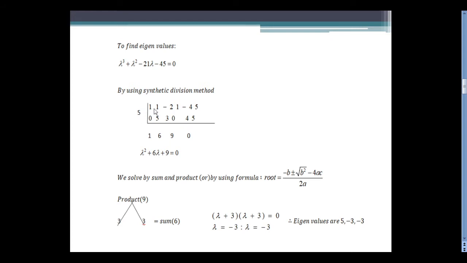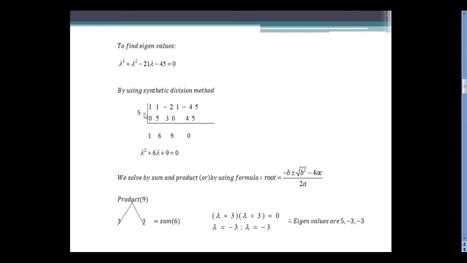So with 5, for the first term, below it place 0. 1 plus 0 is 1. Then multiply 5 into 1, 5. Now again add 1 plus 5 we get 6. Then multiply 5 into 6, 5 sixes are 30. -21 plus 30 we get 9. Then multiply 5 into 9 we get 45. Now add these two: -45 plus 45 we get 0. That means this equation is solvable with this element.